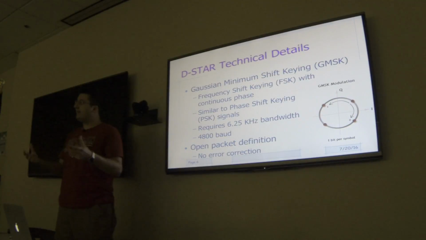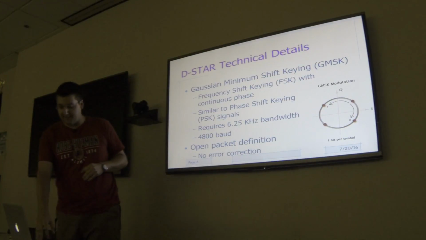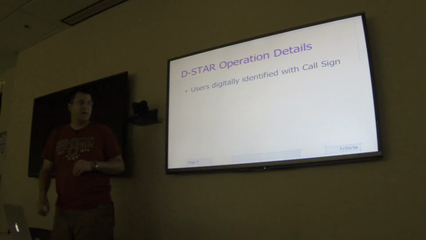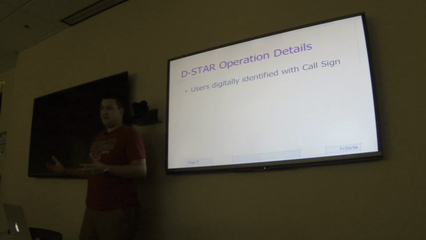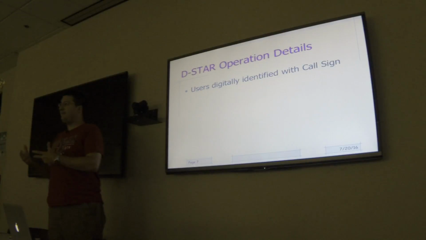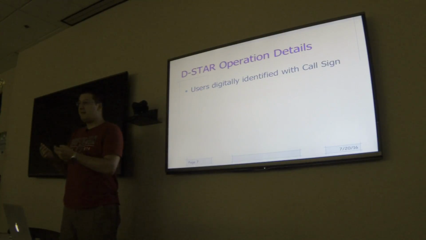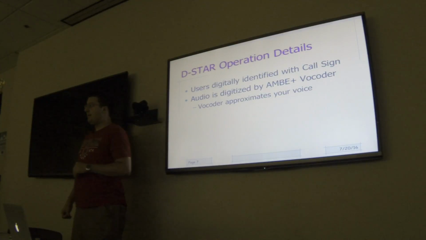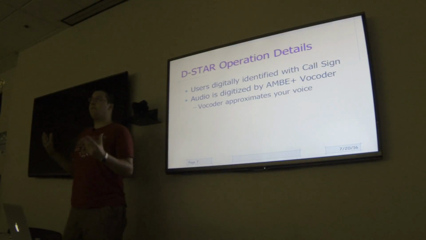All of the packet is spent moving your voice back and forth. So what does that mean when you go to operate? Well, because it was designed for hams, you can identify digitally. You enter it into your radio when you first get it, and that sends your call sign with every packet. It uses a closed source vocoder.